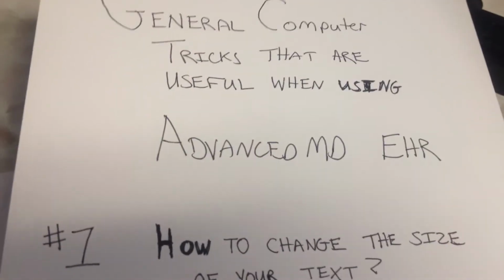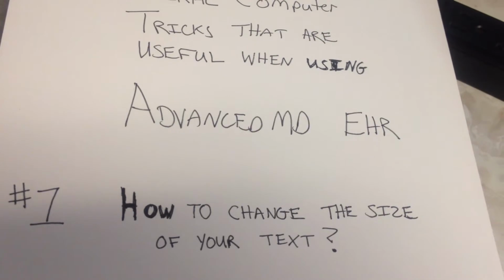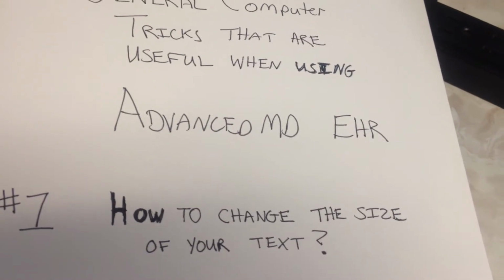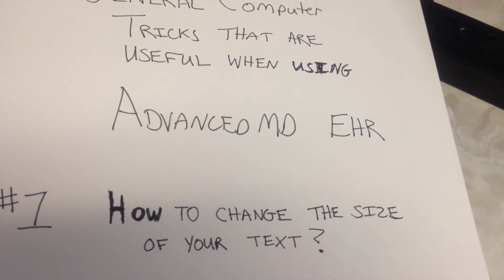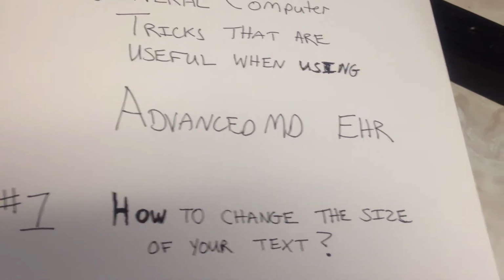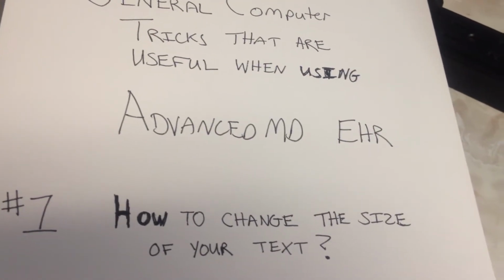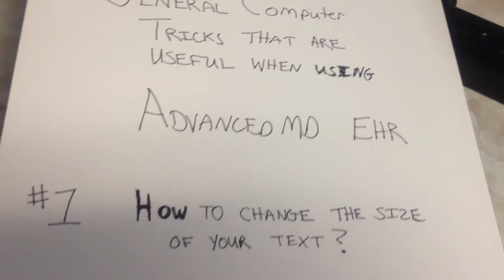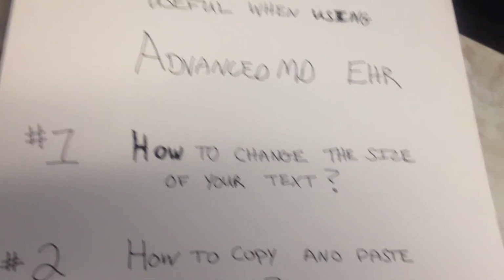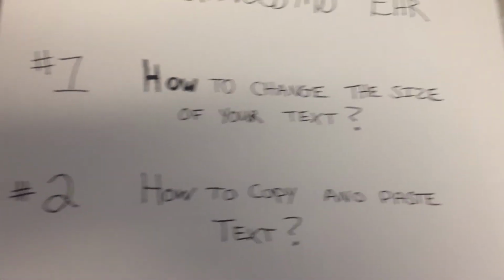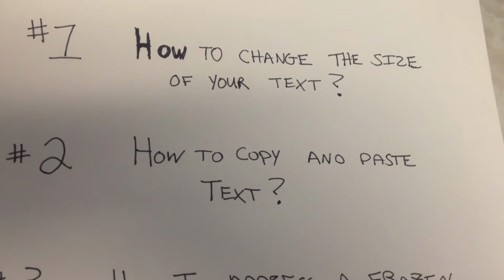So I already talked about how to change the text size using the trackpad, either pinching with 2 fingers or pulling apart with two fingers. You pinch, it makes it smaller. You pull apart, makes it bigger, and your text size will automatically change. So second item is how to copy and paste text.